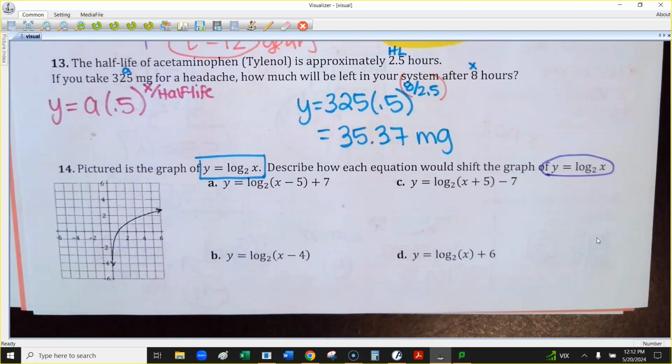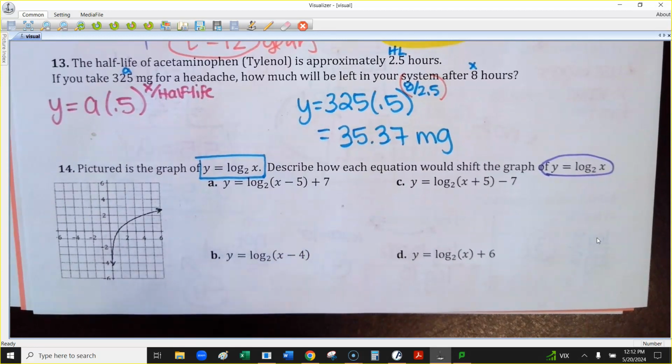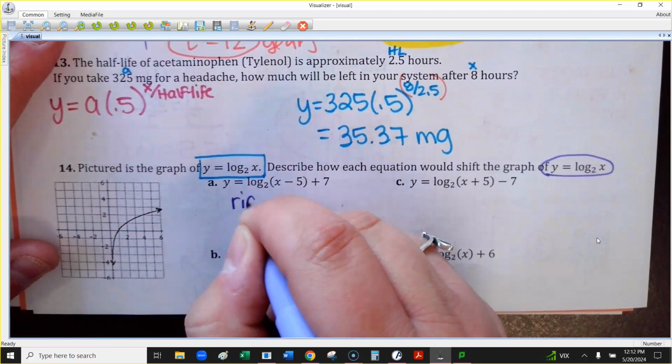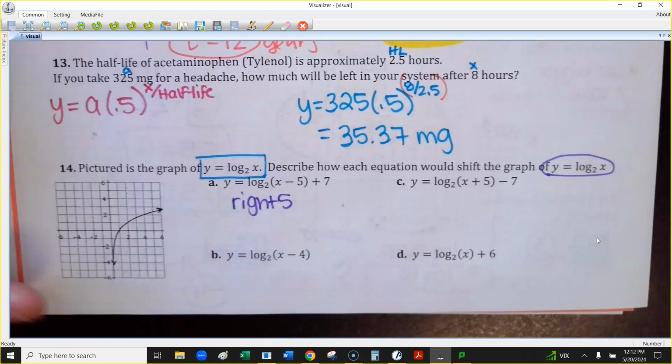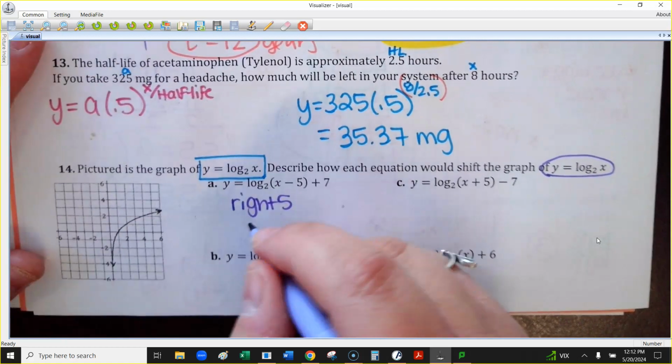If I change that and I put in parentheses with the x, if I put x minus 5, and then we have a plus 7 on the outside, think like left, right, up, down, how would that move the graph if this was my new equation? Like, what would the x minus 5 do? Right, 5. Perfect. What would the plus 7 do? Up 7. Okay, I know it's really tricky.